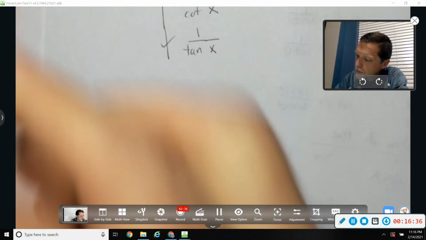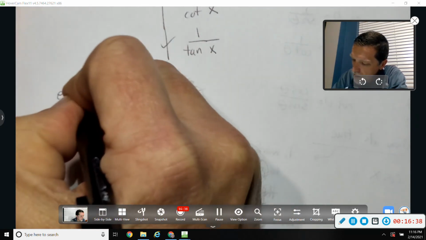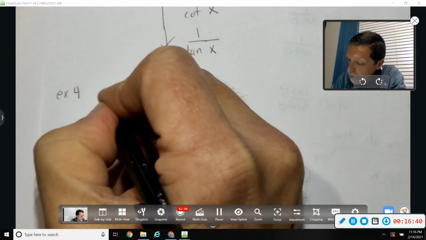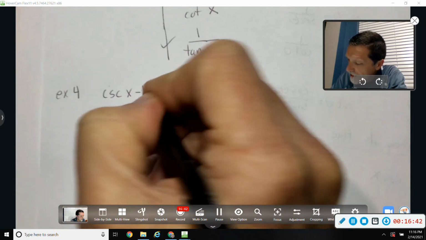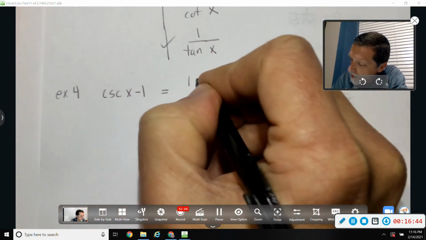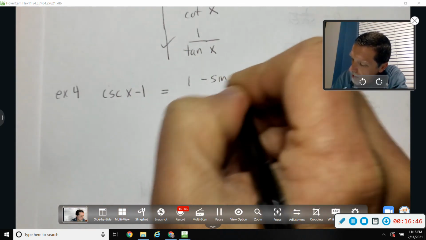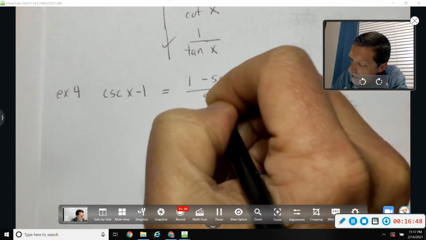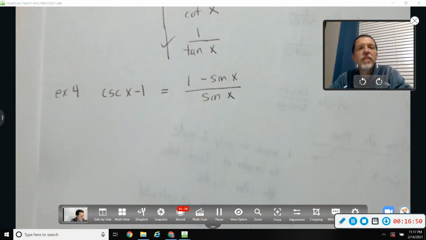Let's do a couple more. Again, some people really get the hang of this and honestly kind of like this unit. Others, not as big a fan. But we'll see where you sit on this. All right, cosecant minus 1 equals 1 minus sine over sine.